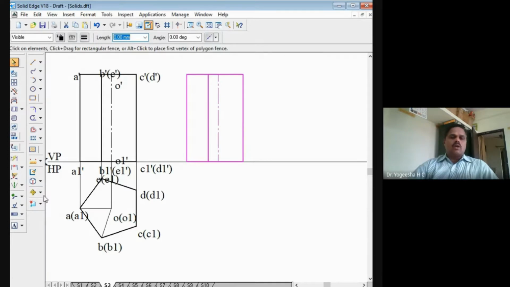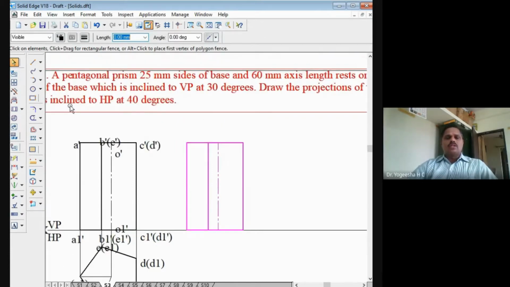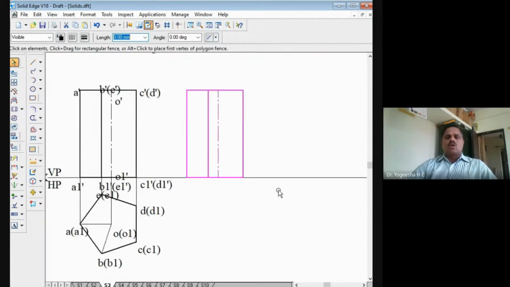Now I have to rotate. While rotating, what they have mentioned is the axis is inclined at 40 degrees to HP. So I cannot directly rotate the axis to 40 degrees. Instead, I'll rotate the base. What should be the inclination of the base? The inclination of the base is 90 minus the inclination of the axis. The inclination of the axis is 40 degrees. So 90 minus 40 is 50 degrees.